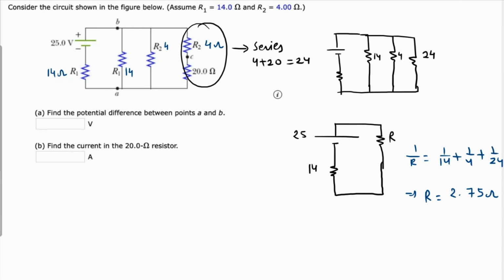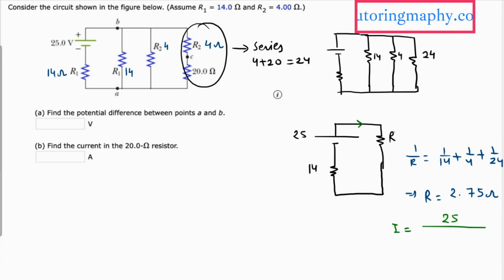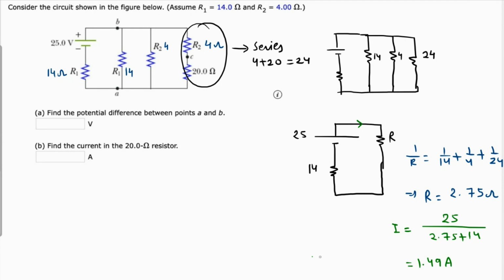And what is the current now? Current we can easily find, right? Because current will be in this direction. So the current is voltage over the net resistance, and now these two are in series, so that will be 2.75 plus 14. So if we add 14 to it, 25 over this value comes out as 1.49 amperes. This is the required current, but we don't need current, we need the potential difference.